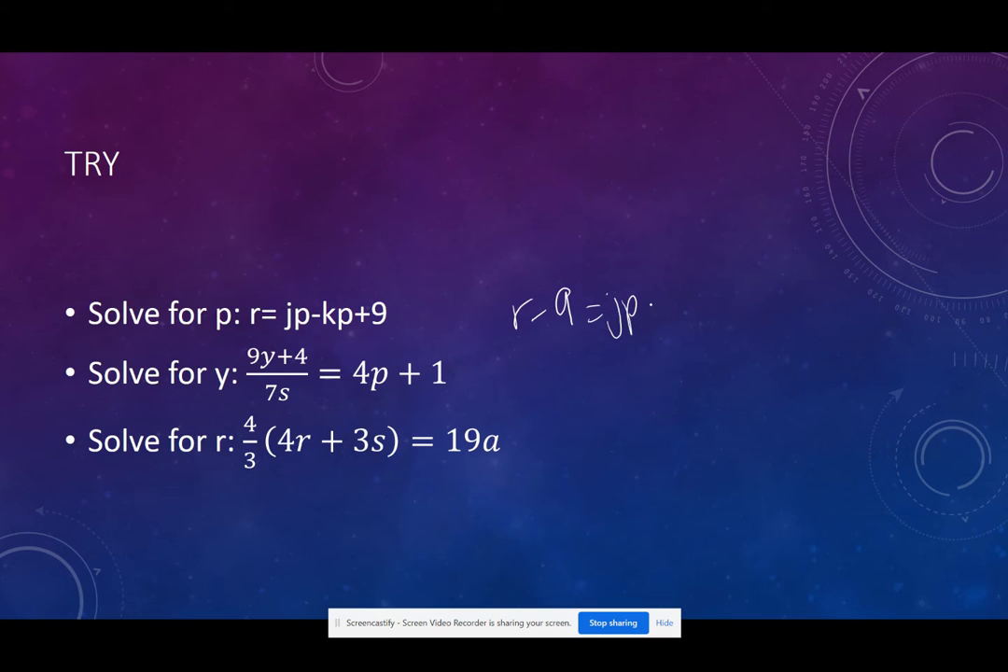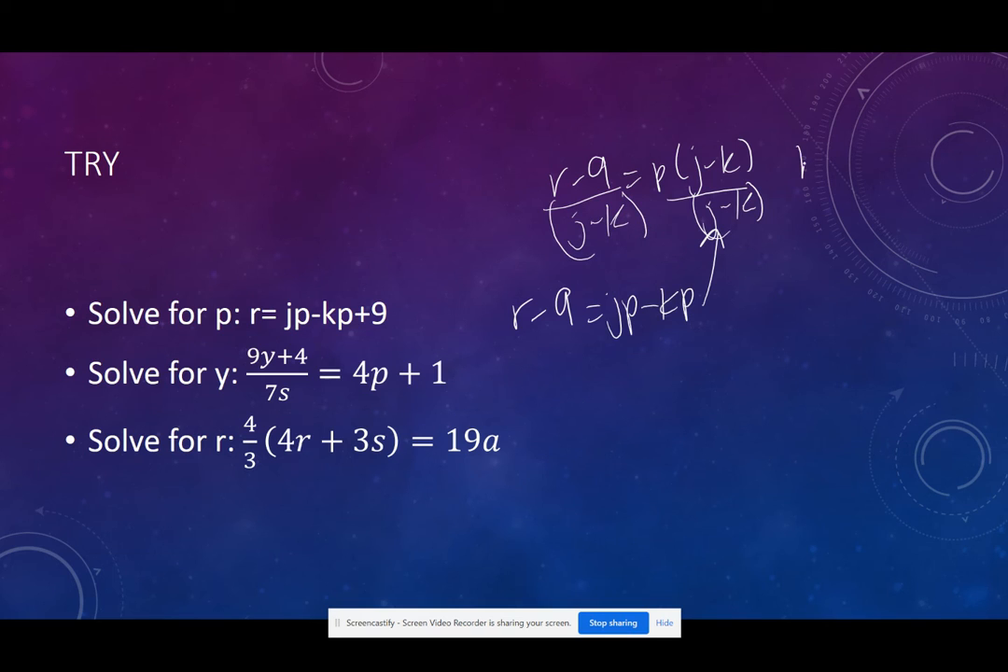I'm going to solve for p, excuse me. I don't know if I said that. Minus kp. Do the same thing we did last time. So we're going to take a p out. I'm going to go up here. Of r minus 9 equals p, j minus k. We want the p alone, so we divide by j minus k.